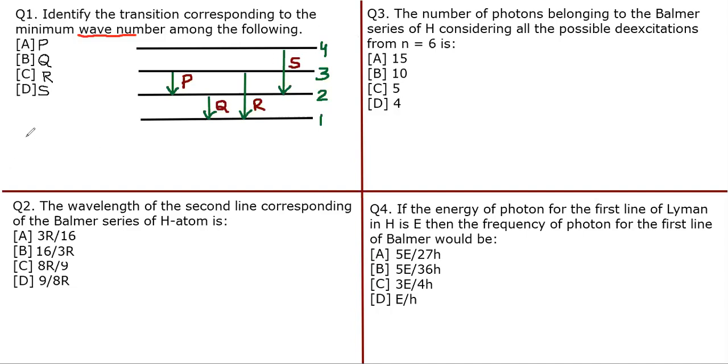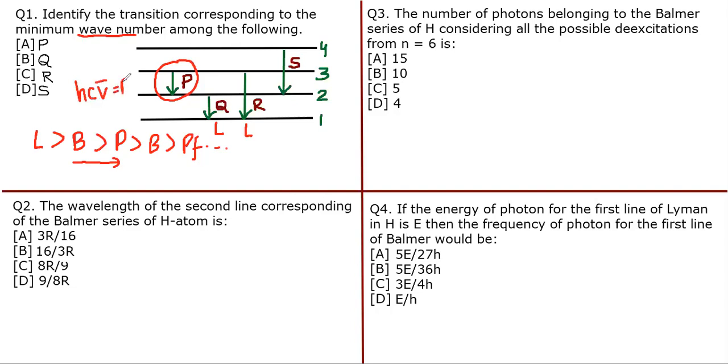Now let's see the solution. We know that the Lyman series has the maximum energy, followed by the Balmer, then the Paschen, then the Brackett, and then the Pfund series, right? So this is the energy decreasing sequence for various series. You can see Q and R are Lyman photons, so they must have high energy. P and S are Balmer photons, but P has less energy. So P has the least energy, and we know that energy and wave number have a direct relationship. hc times the wave number is equal to the energy of the photon. So surely P has the minimum wave number.